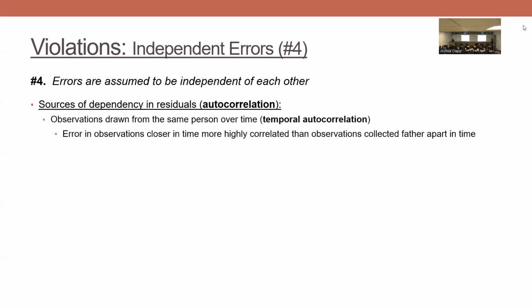A couple different types of autocorrelation that we can see. If I'm looking at observations of the same person over time, what I'm going to get is temporal autocorrelation.